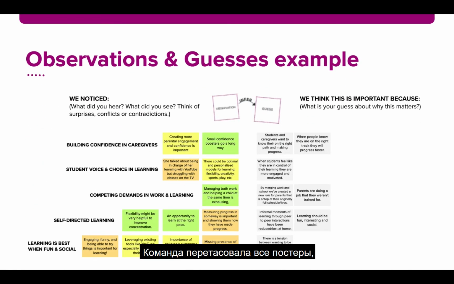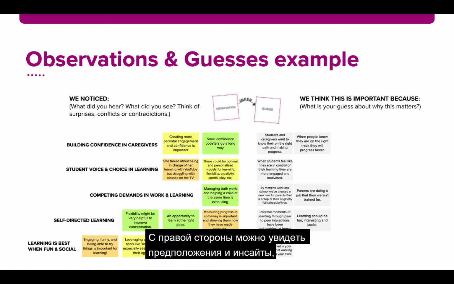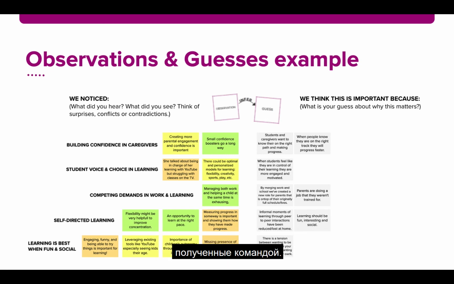So then the team started to remix all the post-its and they started to organize them into themes. And five themes emerged. One was around building confidence in caregivers. Another one was around student voice and choice in learning. So here you can see that now the post-its have different colors because they were coming from different individuals, but now they are being grouped in terms of themes and topics. And on the right side, you can see the guesses, the insights that the team came up with.